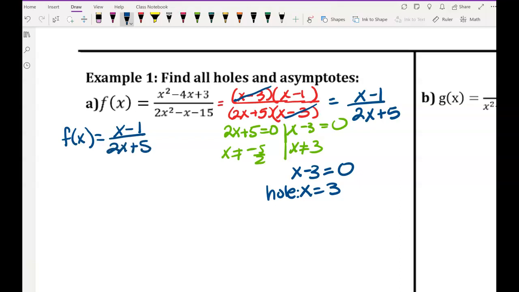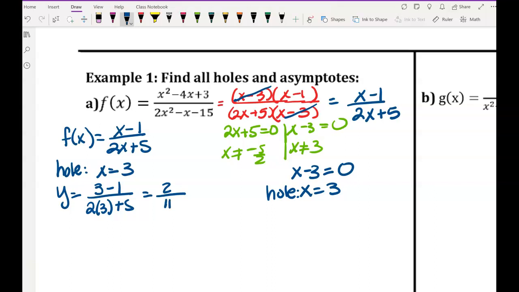Then we take our x value, the hole, x at 3, and plug it in to get your y value. So y equals 3 minus 1 over 2 times 3 plus 5. That's going to be 2 over 6 plus 5, so that's going to be 11. So your hole is now going to be at (3, 2/11). So that's going to be your hole. So we have one hole.